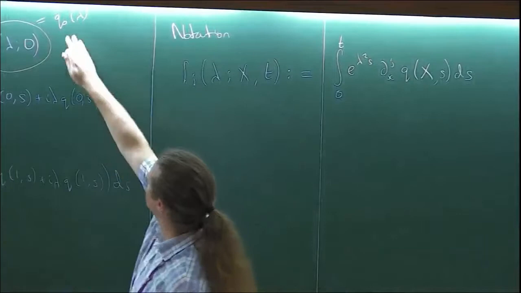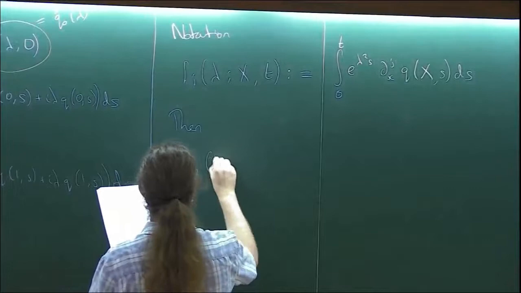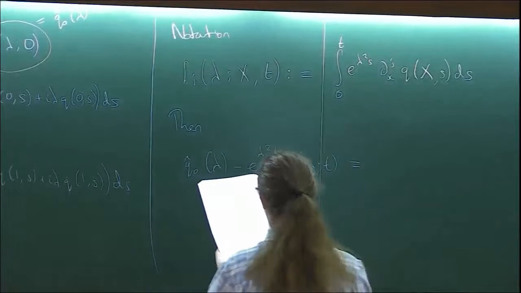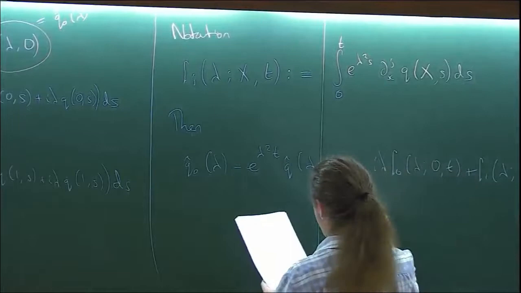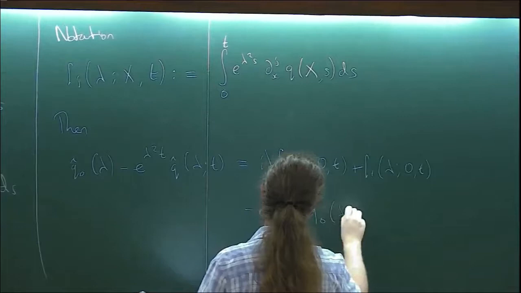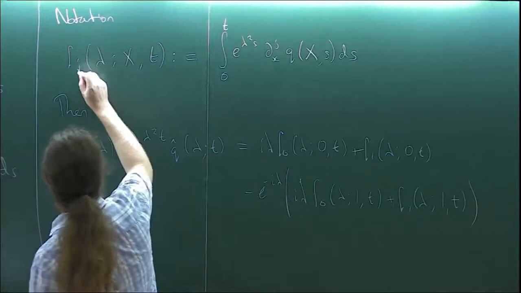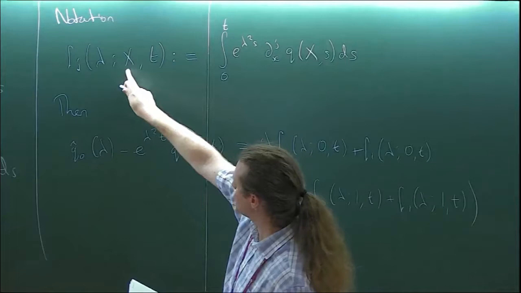All right, so now I'm just going to make this notational substitution. And we get, rearranging this equation slightly, q0 hat of lambda minus e to the lambda squared t q hat of lambda t is I lambda f0 of lambda 0 t plus F1 of lambda 0 t minus e to the minus I lambda F0 of lambda 1 t plus F1 of lambda 1 t. Okay, so the thing to remember here is that the subscript denotes the derivative, whether it's a Dirichlet or a Neumann boundary value that we're interested in, and this parameter tells you whether it's at the left or at the right. Okay.